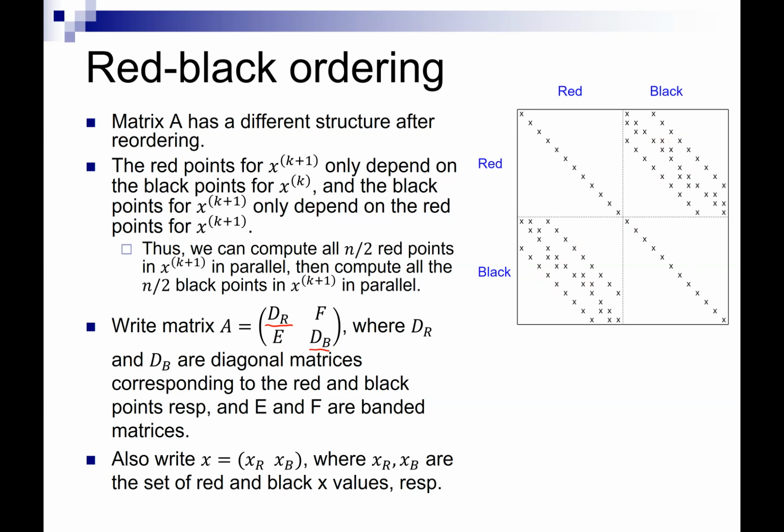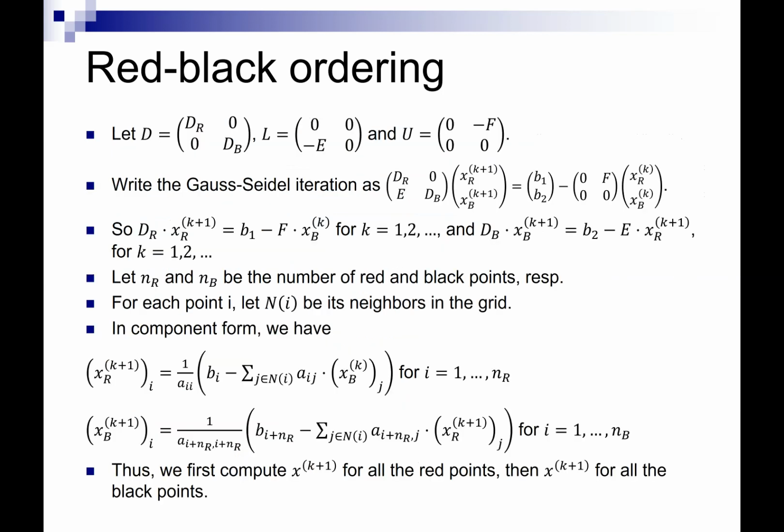Okay, so then we're also going to write the vector this way. So we're going to label all the red points before the black points. Okay, so now what we're trying to do is the diagonal. So we have the A matrix this way, right? So the diagonal of the A matrix are just going to be these red and black diagonals.